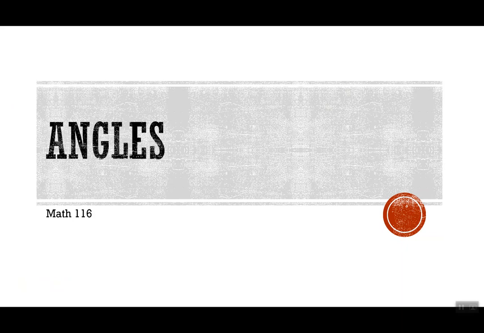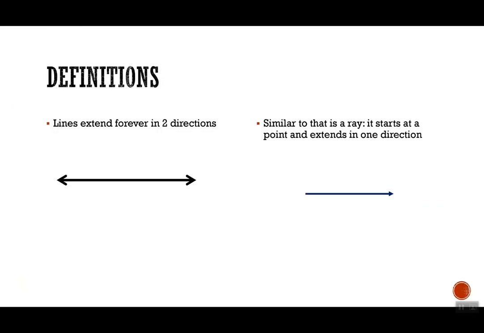Today we'll talk about angles. We need to start with definitions. The first one that we have is a line. A line extends forever in two directions. You can see that by the two arrows.